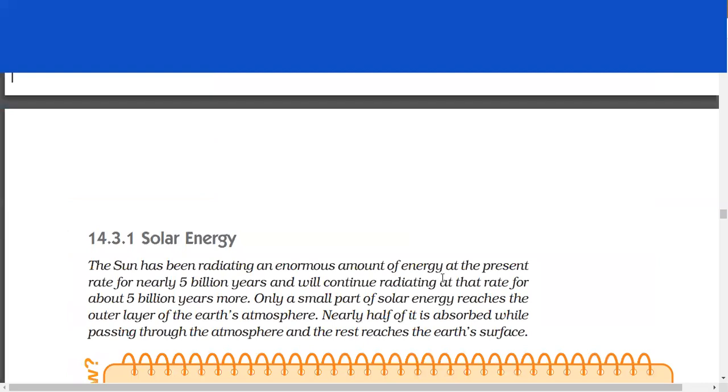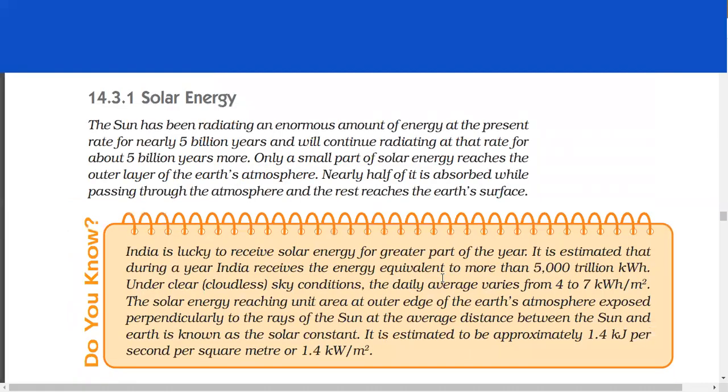Solar energy. The sun has been radiating an enormous amount of energy at the present rate for nearly 5 billion years and will continue radiating at that rate for about 5 billion years more. Only a small part of solar energy reaches the outer layer of the Earth's atmosphere. Nearly half of it is absorbed while passing through the atmosphere and the rest reaches the Earth's surface.